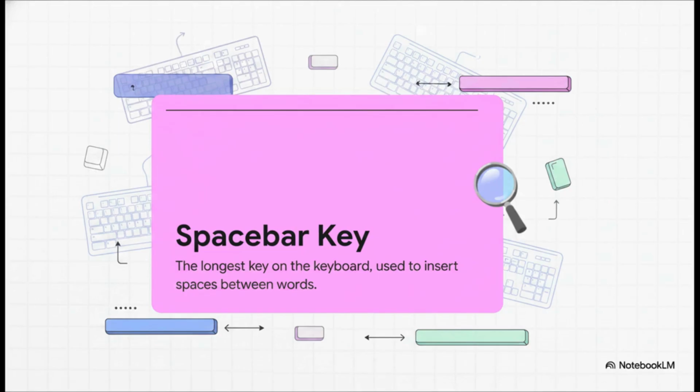And honestly, it makes perfect sense, right? Since we constantly need to separate words to make them readable, the key we hit the most often is the biggest, most accessible one right there at the bottom.